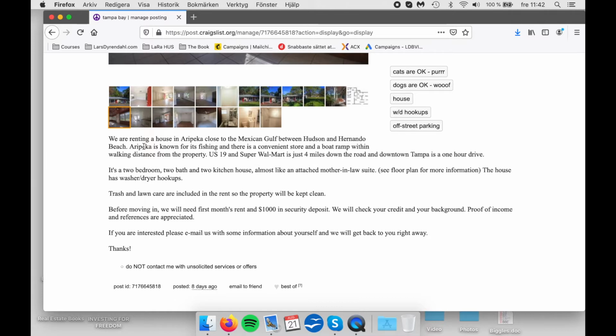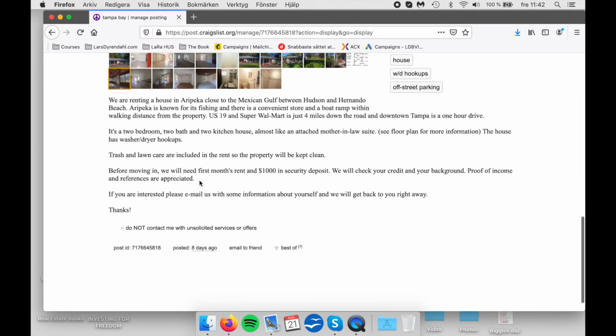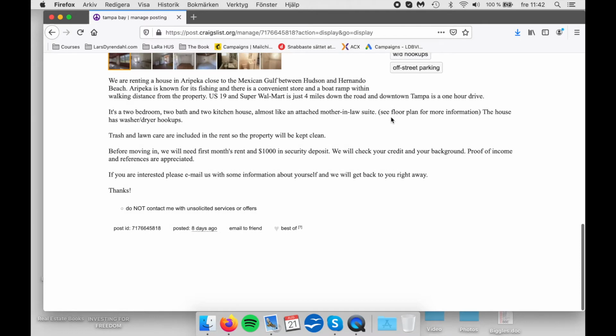The house has washer-dryer hookups. Trash and lawn care are included in the rent, so the property will be kept clean. Before moving in, we will need first month's rent and a $1,000 security deposit. We will check your credit and your background. Proof of income and references are appreciated. If you are interested, please email us with some information about yourself, and we will get back to you right away. Thank you.